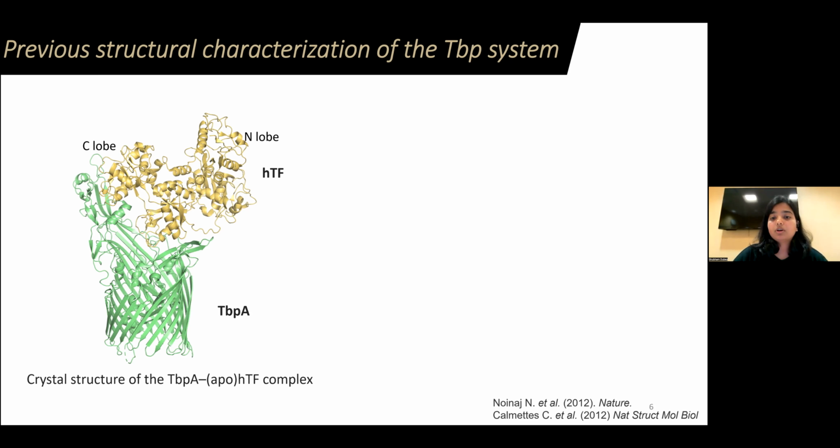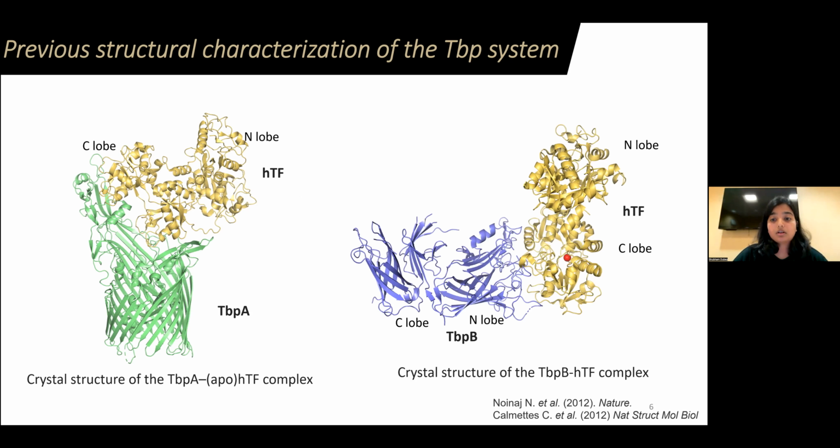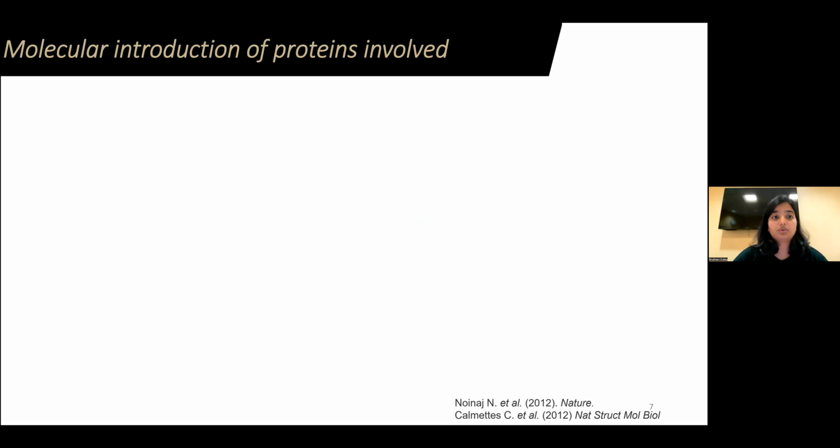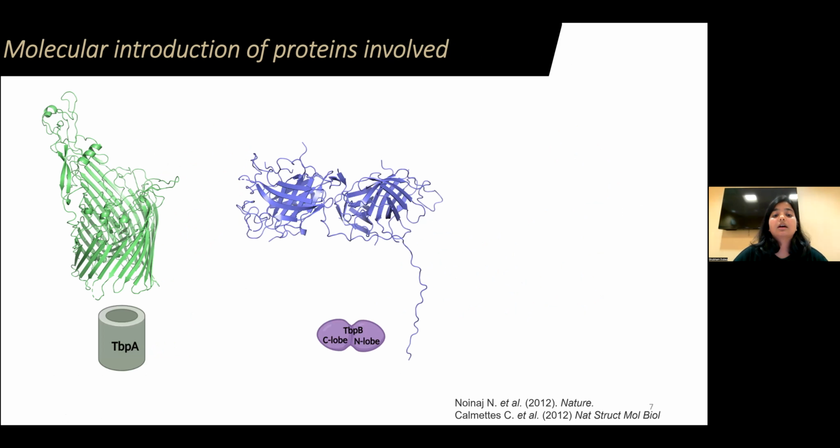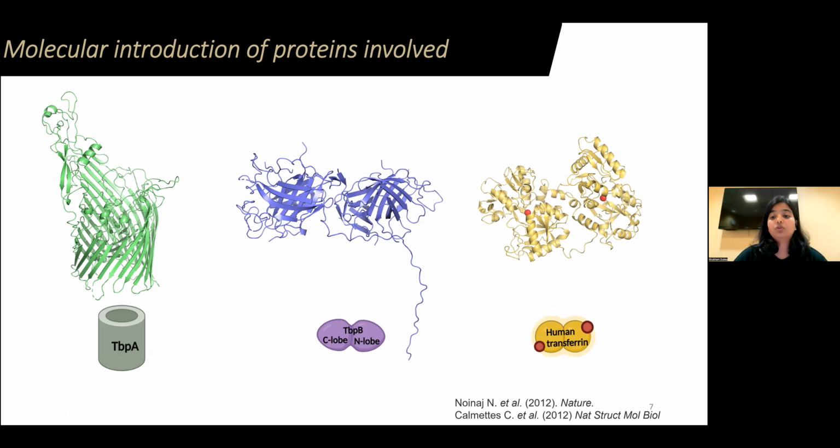And the second report was in the iron bound conformation, but the protein used was TbpB, which is the other protein in the system. Together, these crystal structures provide a lot of molecular details of the individual proteins. There are three things involved in this whole process: a beta barrel, TbpA protein, which looks like this, a TbpB protein, which is a lipoprotein situated at the surface of bacteria, and a human protein called human transferrin, which has iron in its N lobe and C lobe.